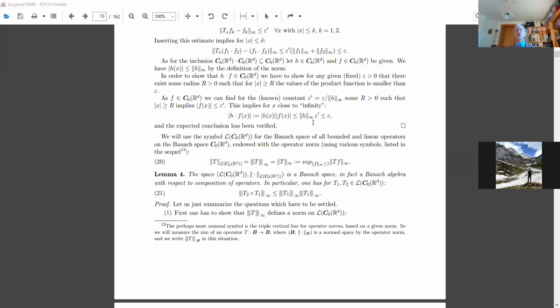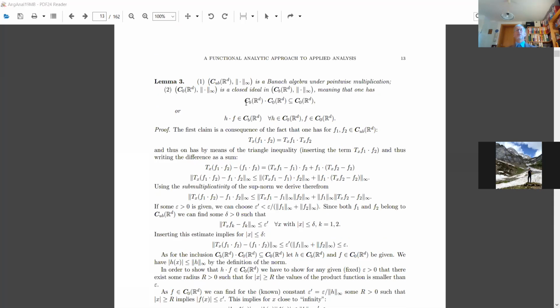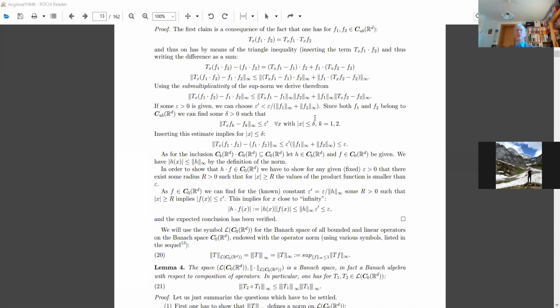So for epsilon, I choose, of course, epsilon prime to be the epsilon that you have given me divided by the sup norm of h. And then you can say, I go so far with my small function f such that at those places it is less than epsilon prime, and because of this choice of epsilon prime, the estimate is ending with epsilon. So we have this concluded estimation, which, going back to the lemma now, means we have this inclusion: bounded functions multiplied with continuous functions vanishing at infinity give you something vanishing at infinity also.